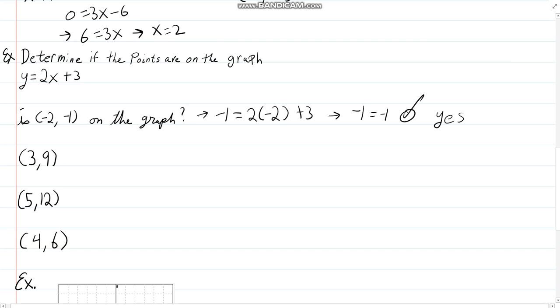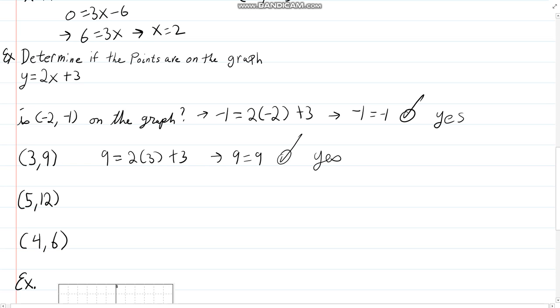Okay. What about (3, 9)? Is that on the graph? Let's see. I'll plug in 3 for x and 9 for y. So 9 equals 2 times 3 plus 3. All right. Well, 2 times 3 is 6, and 6 plus 3 is 9. Yep, that works. 9 equals 9. Yes, this is true. The point (3, 9) is on there.